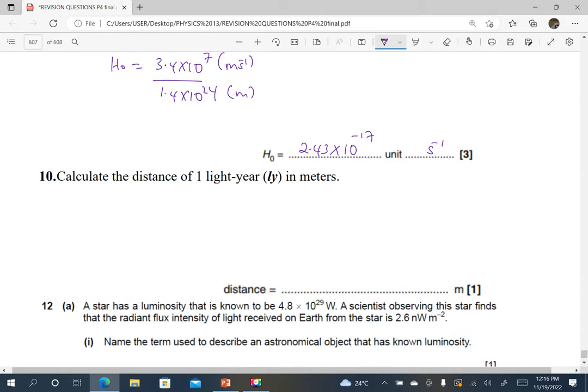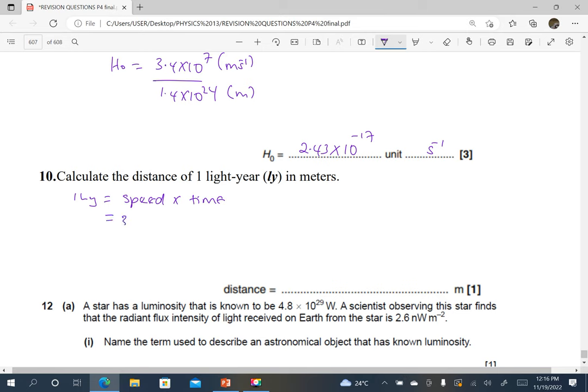Calculate the distance of light, one light year in meters. Remember, I said a light year is the distance traveled by light in 1 year. So one light year is equal to the distance traveled by light in 1 year, and distance is speed times time. So that is the distance traveled by light in 1 year.